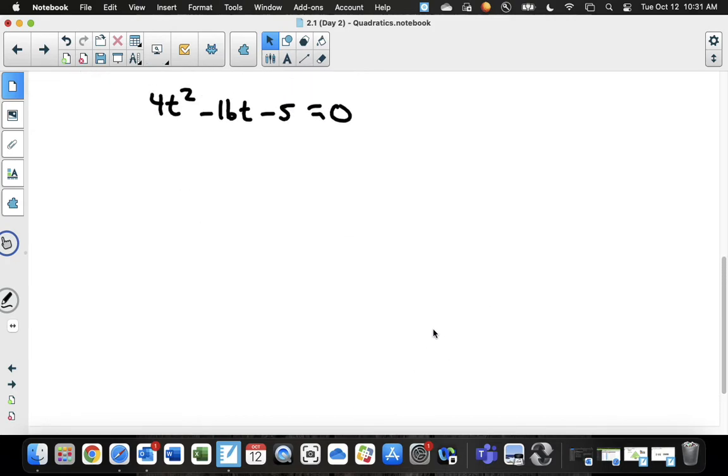So if we do the b squared minus 4ac part, b, negative 16, when I square that, we get 256 minus 4 times the a value, which is 4, times my c value, which is negative 5. Am I going to add or subtract something from the 256? Yeah, we got two negatives here, so I'm actually going to add. And when we multiply, when we get a final answer, you should get 336.